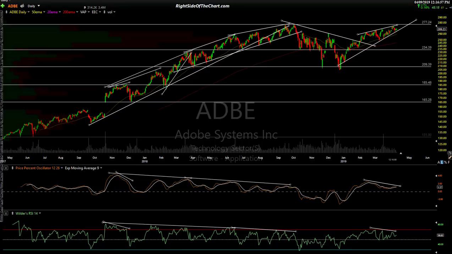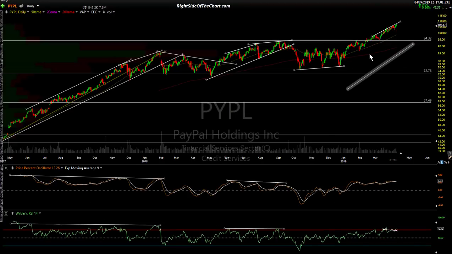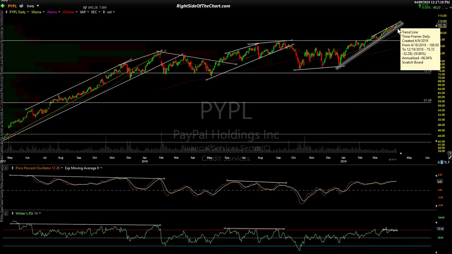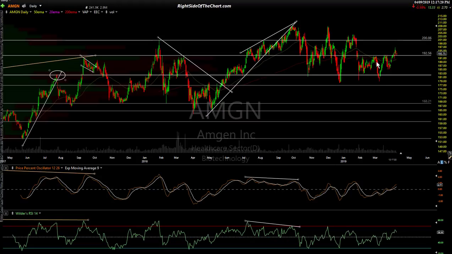That's Adobe. PayPal, same story. And again, this is just a common theme and why I wanted to go through a handful of these stocks. It's these uptrend lines. The trend is strong, the trend is up, but we're precariously close. One bad day could pull a lot of these stocks below there, and we could get a rush for the exits. But until then, let's just watch these, and we'll go from there.